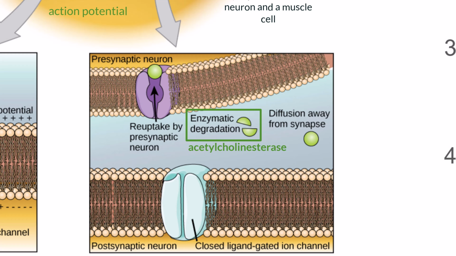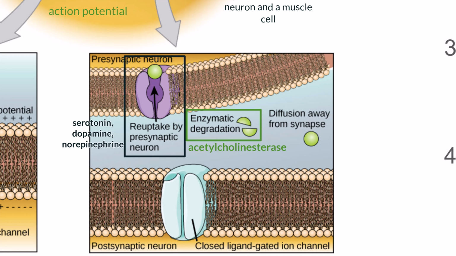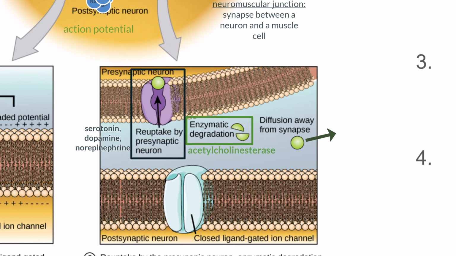Many neurotransmitters, like serotonin, dopamine, and norepinephrine, are taken back up by the transporter proteins in the presynaptic membrane. They are either reused or broken down within the neuron. Lastly, some neurotransmitter molecules may diffuse out of the synaptic cleft into the surrounding extracellular fluid, lessening their effect on the postsynaptic neuron.